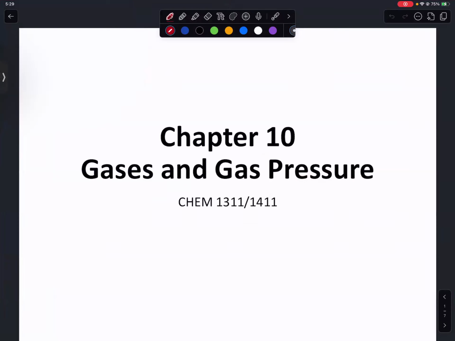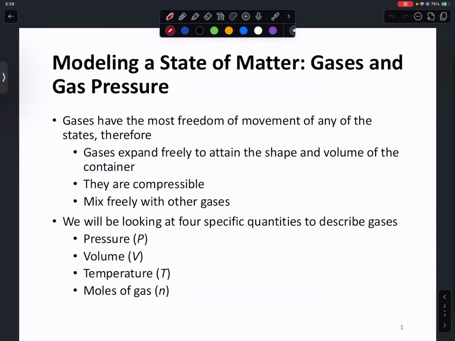We will be talking about gases in this chapter, and we're going to start with the basics of gases. Specifically, we're going to focus on the properties and what we will be using in our gas calculation, starting with gases and gas pressure.